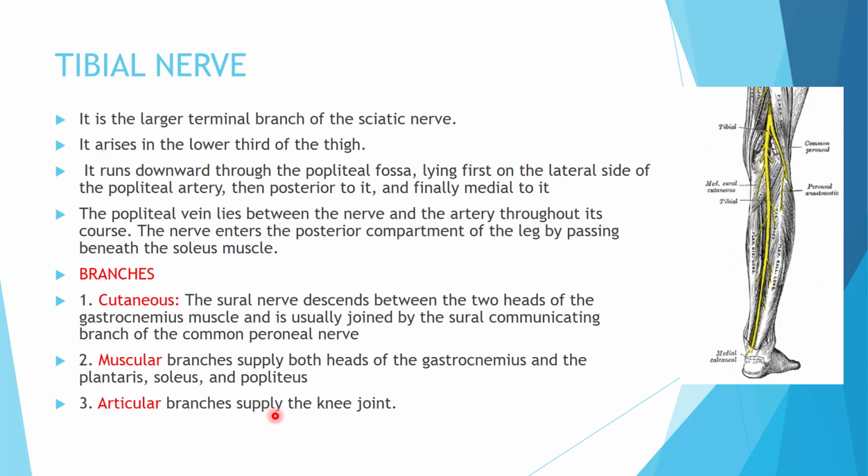Then there are articular branches which supply the joint. So it supplies the knee joint, as it crosses the knee joint. Okay, so this is the information about the tibial nerve.